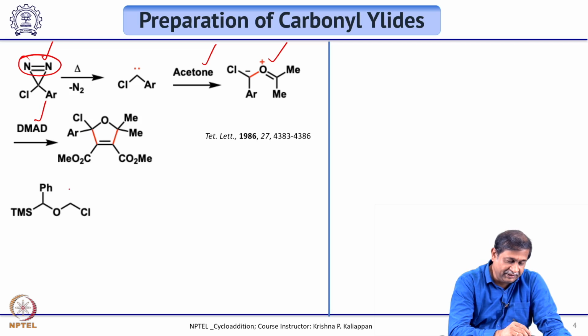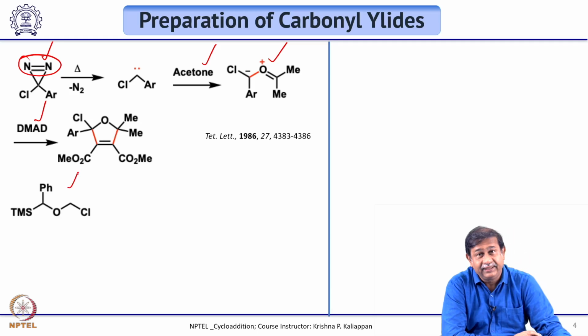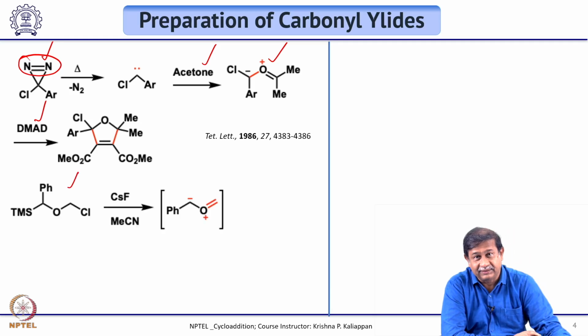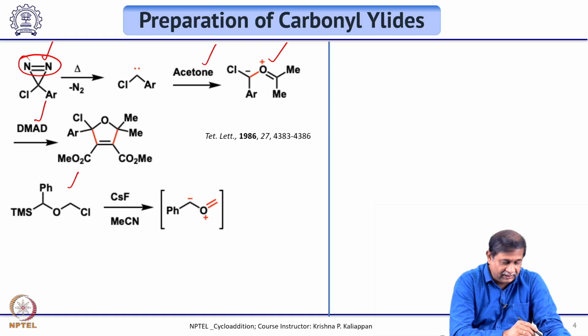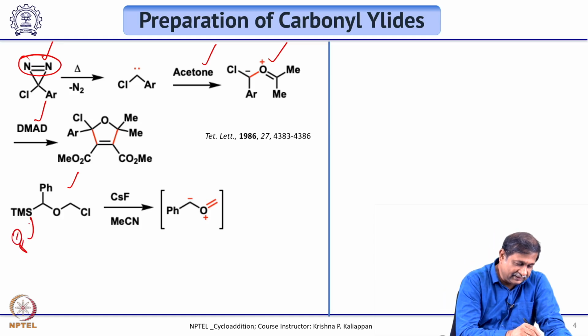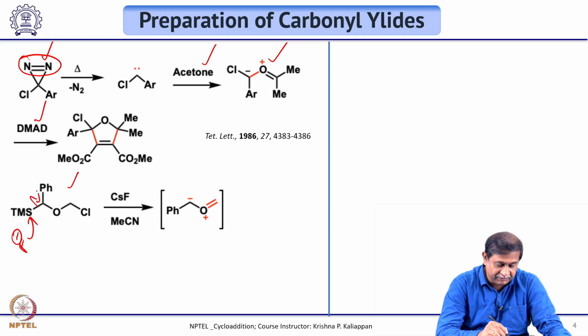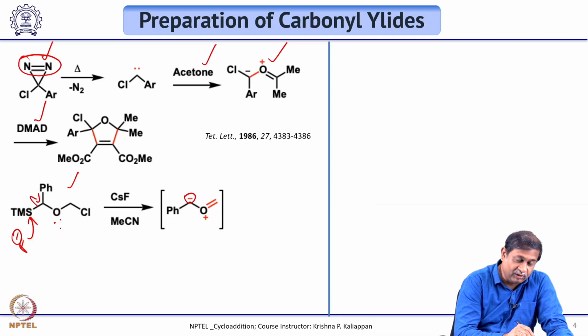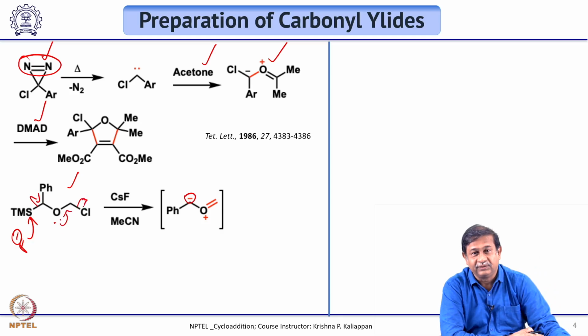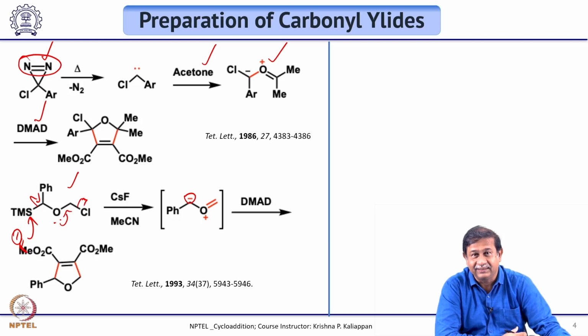If you look at this starting material and treat it with any fluoride source, for example cesium fluoride, the fluoride can attack the trimethylsilyl group, and that can lead to the formation of a negative charge here. At the same time, the lone pair on the oxygen can push the chlorine out. That way it generates a carbonyl ylide in situ, and that again can be trapped by dimethyl acetylene dicarboxylate to get this 5-membered ring.